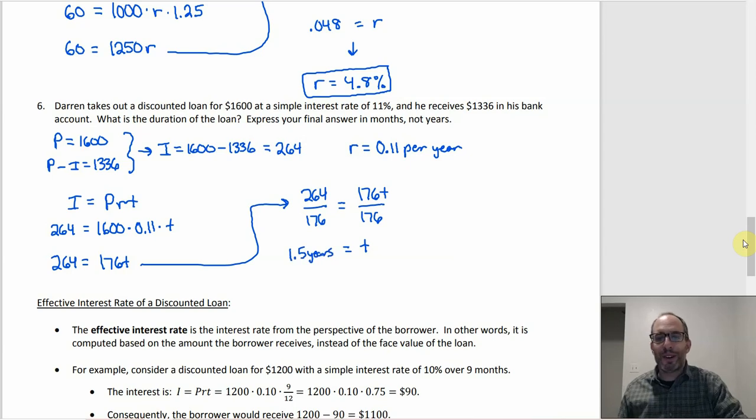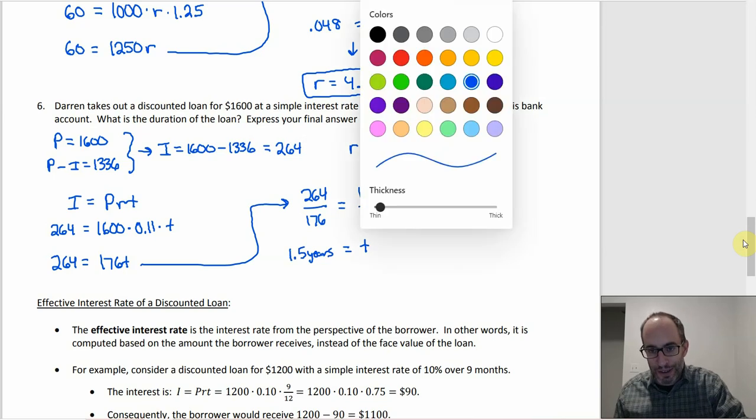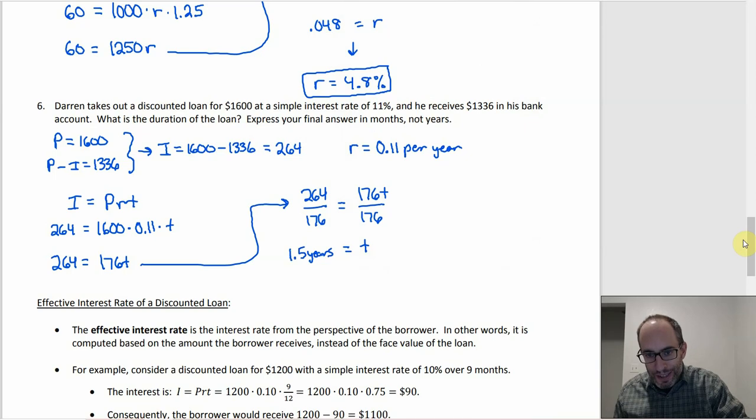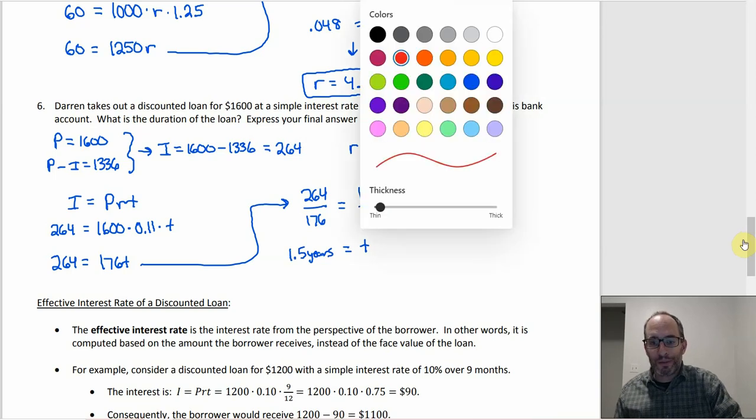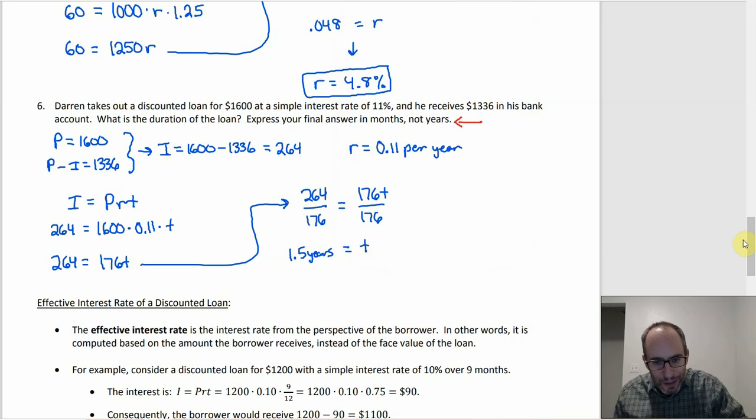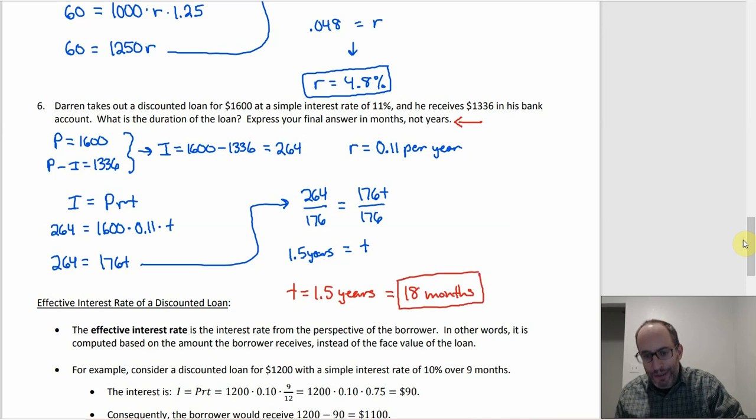And if you look at the very last thing in the problem, express your final answer in months, not years. So I'm just going to point at that in a different color. So that means we got to switch, right? So I guess I'll just do this in red. So if T is 1.5 years, and we got to convert that into months, it's just 1.5 times 12, right? So that's going to be 18 months if it's a year and a half. And that is the answer.